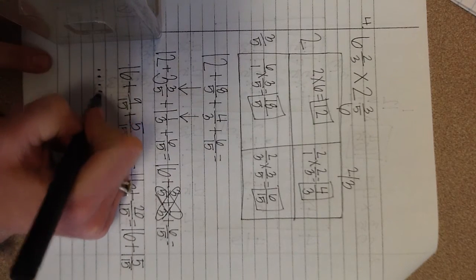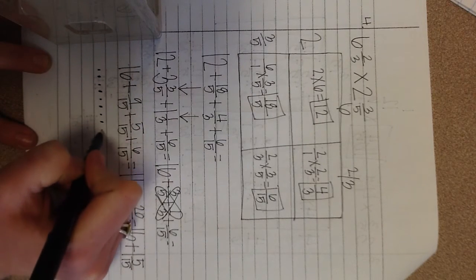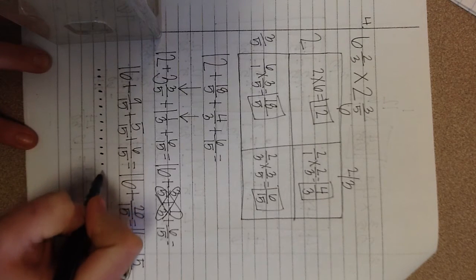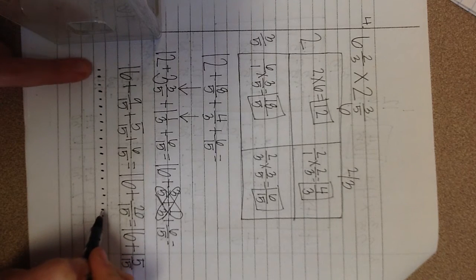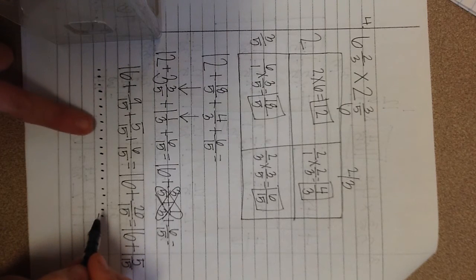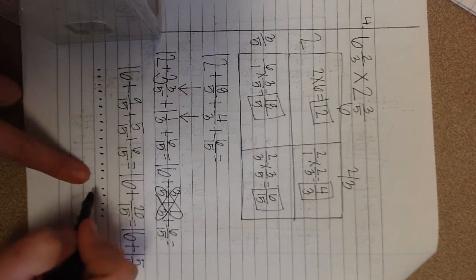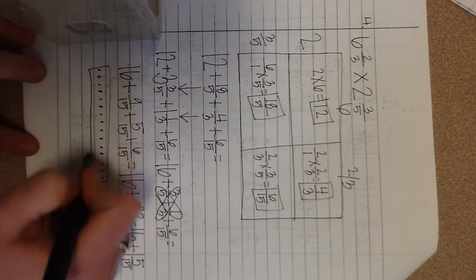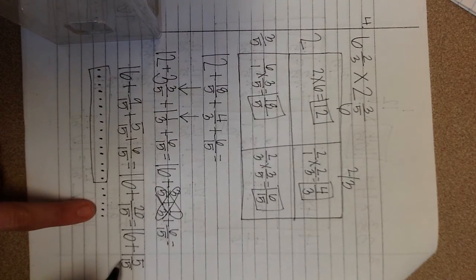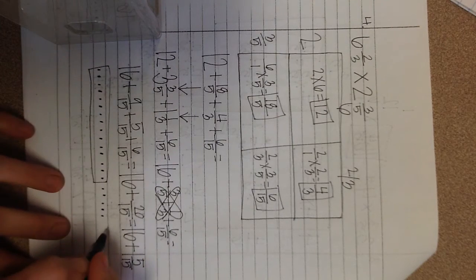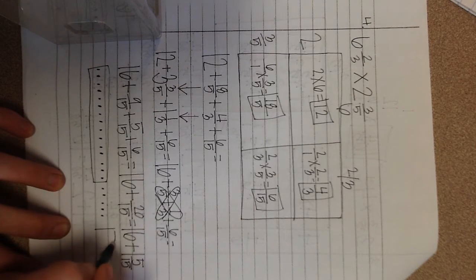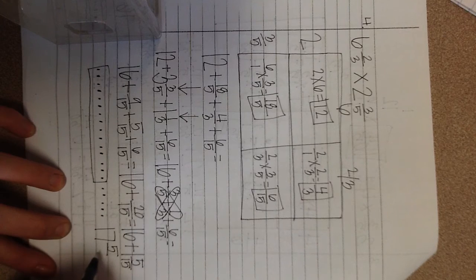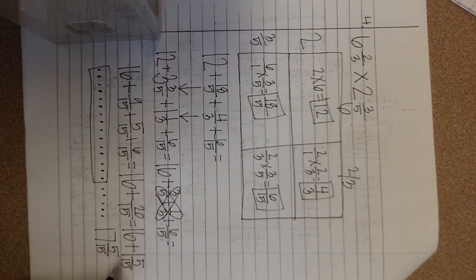1, 2, 3, 4, 5, 6, 7, 8, 9, 10, 11, 12, 13, 14, 15, 16, 17, 18, 19, 20. 1, 2, 3, 4, 5, 6, 7, 8, 9, 10, 11, 12, 13, 14, 15. So I made one group with 5 left over. Now I have an answer, if I combine that, of 17 and 5/15. I just added my whole numbers together and I brought down the fraction.